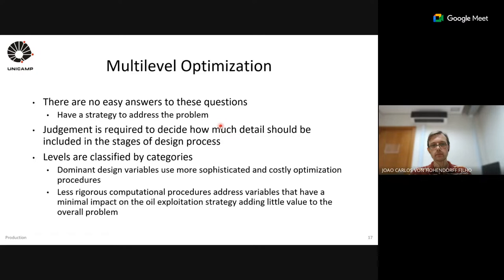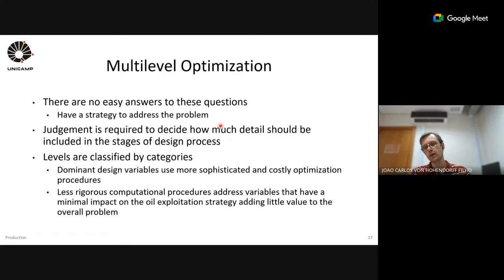But on the other side, you have less rigorous computational procedures to address variables that have minimum impact on the oil exploitation strategy. For example, the shooting time of the wells, which defines the best time to shoot a well. It's not so relevant for your project, because it generally occurs at the end of the project with high water cut.